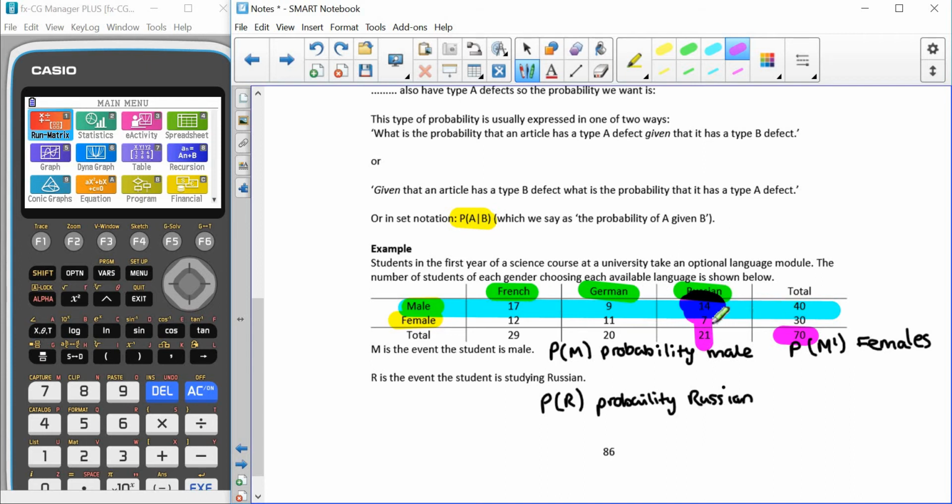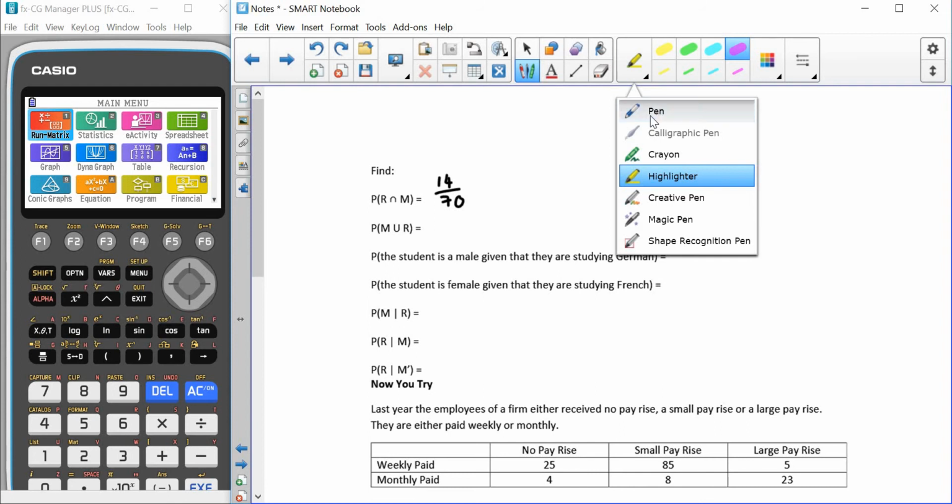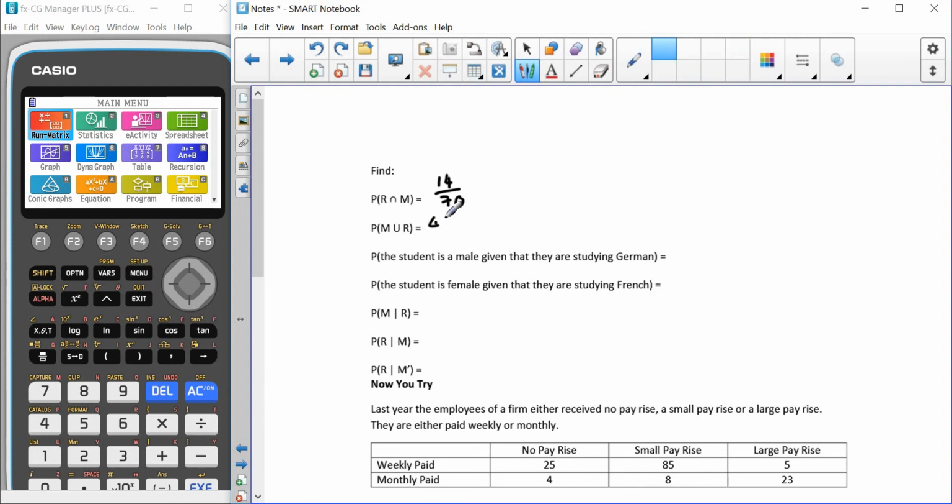So when we're trying to calculate how many people that is in total, we can't just do 40 add 21 because that's going to include these 14 people here twice. So we need to think of it as 17 plus 9 plus 14 plus 7, which should give us 47, again out of our total of 70 people. So that's our probability, 47 out of 70.